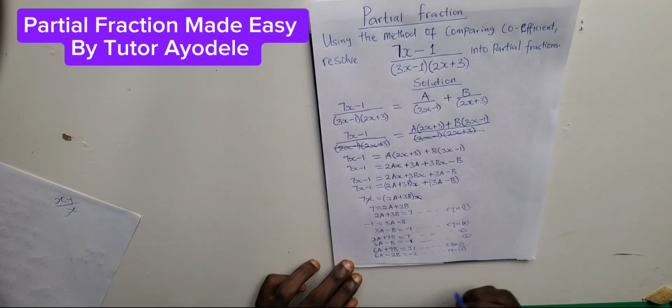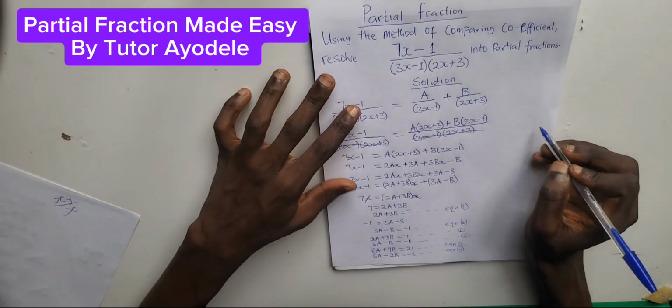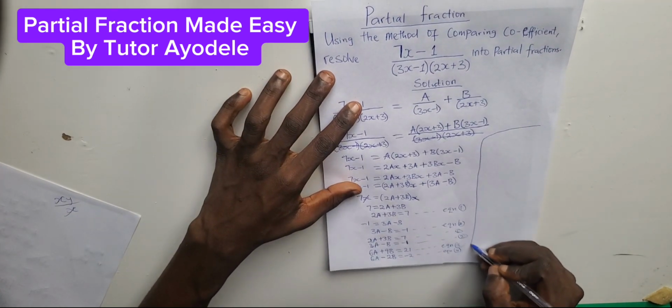Now we can use the elimination method. Why? Because what is here is the same thing as what is here, right? Okay, so let's finish the calculation here.